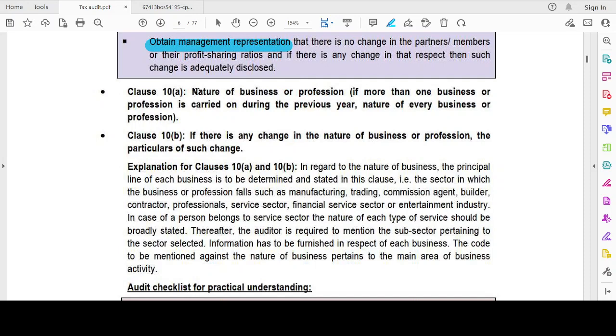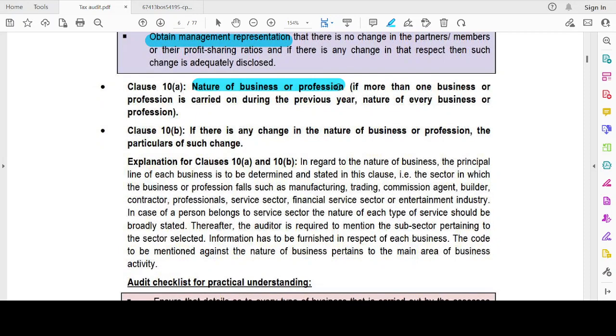Mention or describe the nature of the business or profession. If more than one business or profession is carried on during the previous year, state the nature of every business or profession. For example, a company may be involved in trading of newspapers, and a radio division could be there, a printing division could be there. Three divisions are there, so it is engaged in three different businesses. All of these have to be mentioned in the nature of the business or profession. Any change again has to be mentioned in clause 10B.